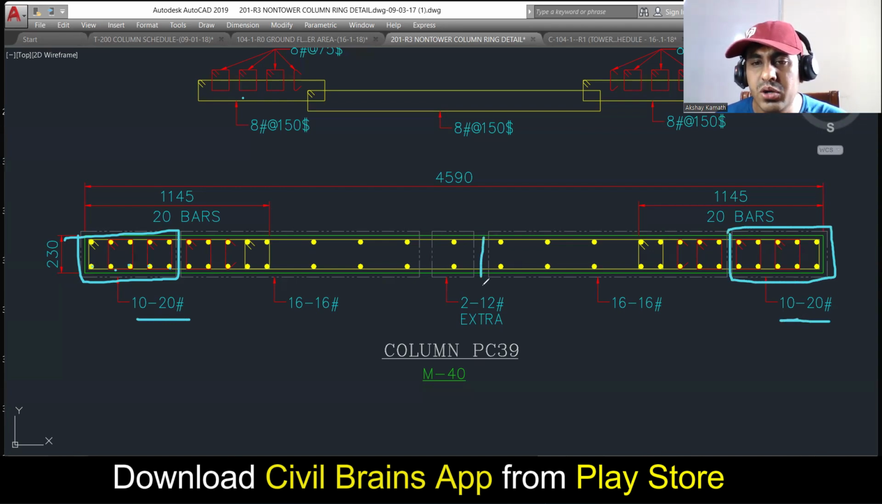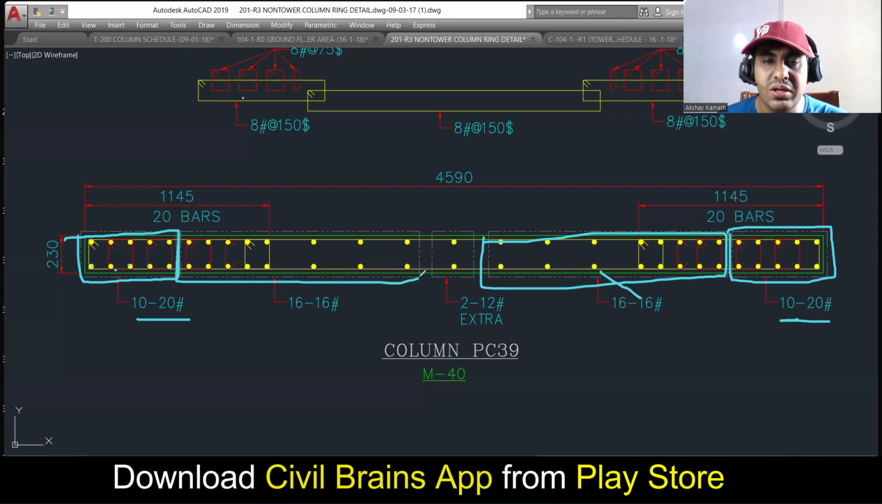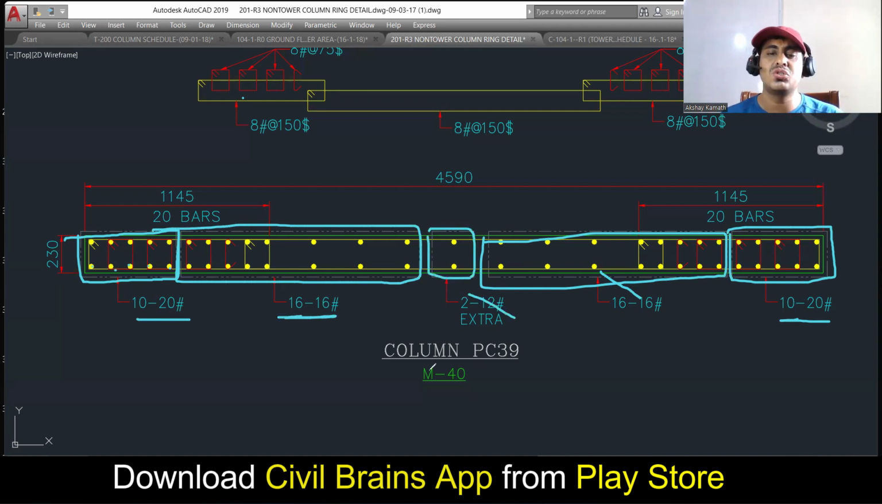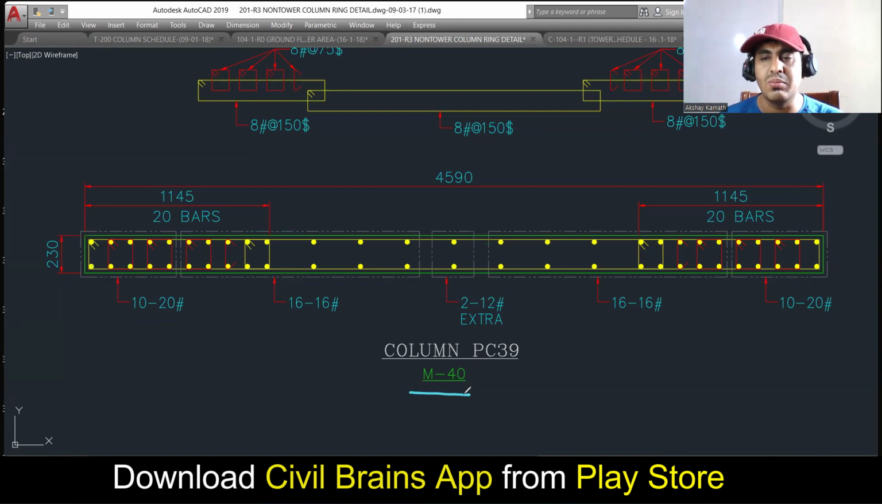Then whatever bar you can see inside this one, they are all 16 diameter 6 bar. Whatever bar you can see inside this one, all these are your 16 diameter 16 bar. This 2 bar will be your 12 diameter 2 bar. It's mentioned here. This is understood. The grade of concrete, you're supposed to use M40.